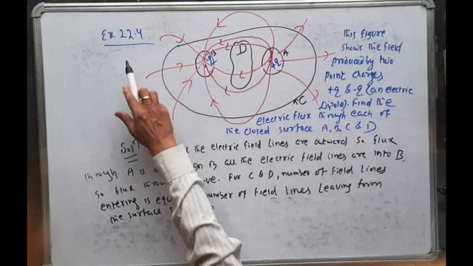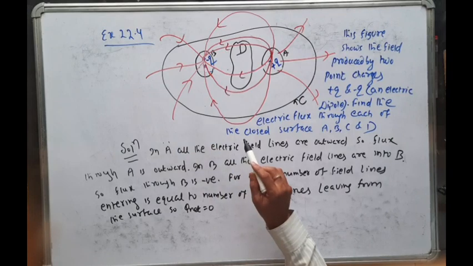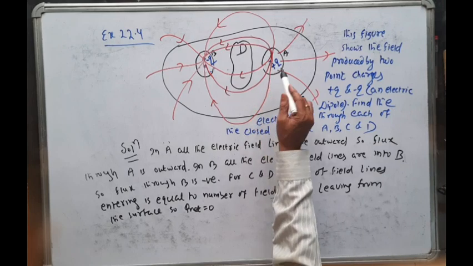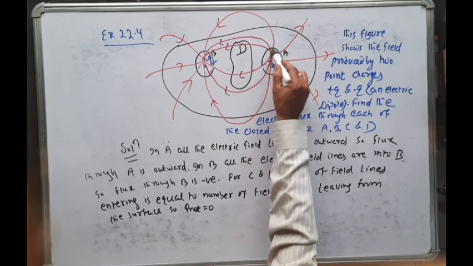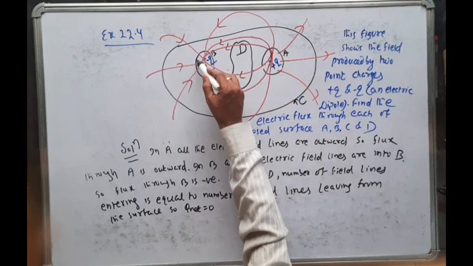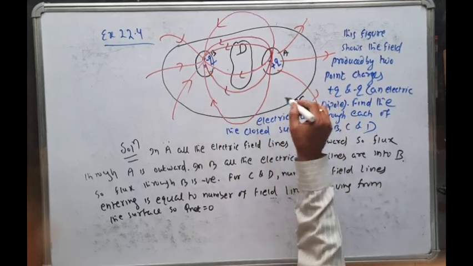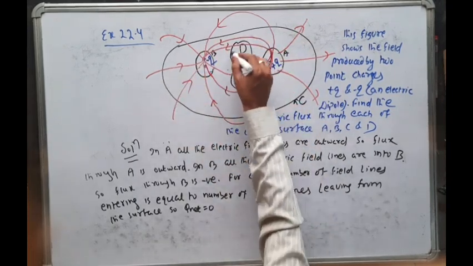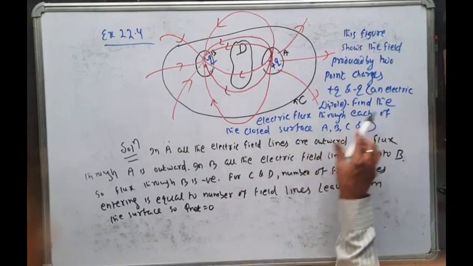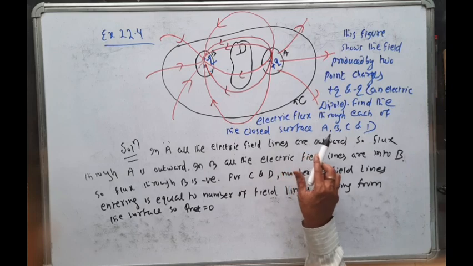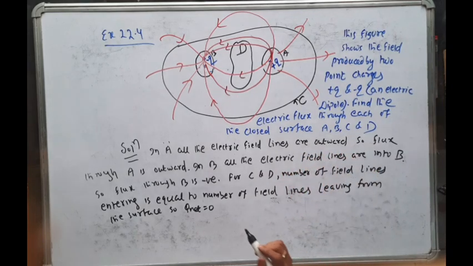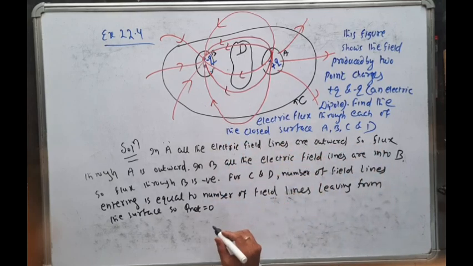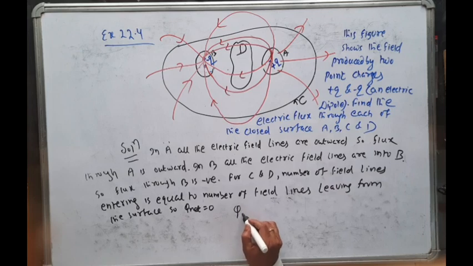Now let us discuss example 22.4. So here there is an electric dipole, minus Q and plus Q. Here this plus Q is lying within surface A, and minus Q is lying within surface B. There are 2 other surfaces. This C is a third closed surface and this D is a fourth closed surface. So you have to find the electric flux through each of the closed surfaces, that is A, B, C and D. First you find out the flux through the A surface.